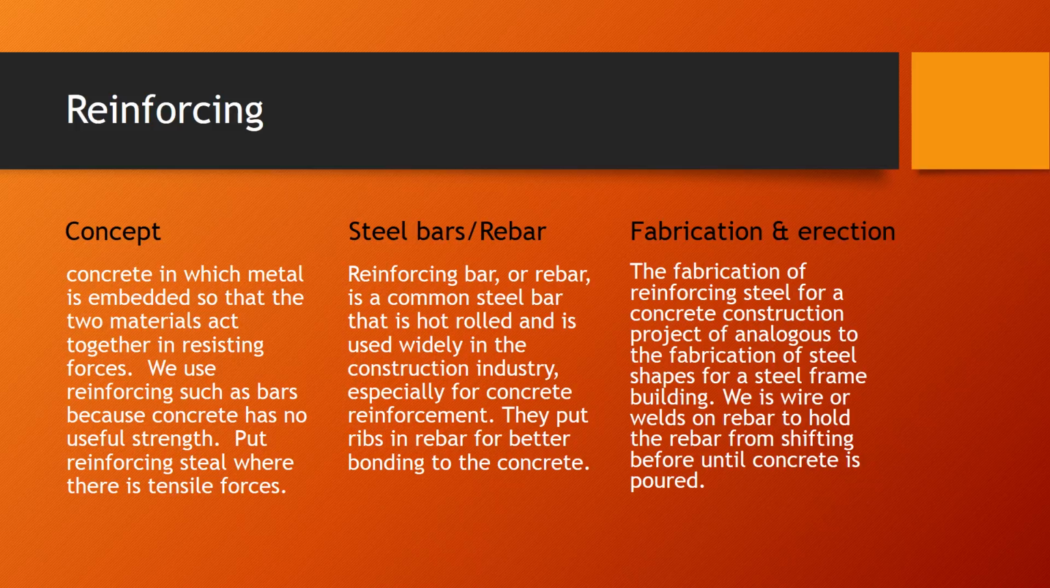Fabrication and erection. The fabrication of reinforcing steel for a concrete construction project is analogous to the fabrication of steel shapes for a steel frame building. We use wire and welds on rebar to hold the rebar from shifting until the concrete is poured.